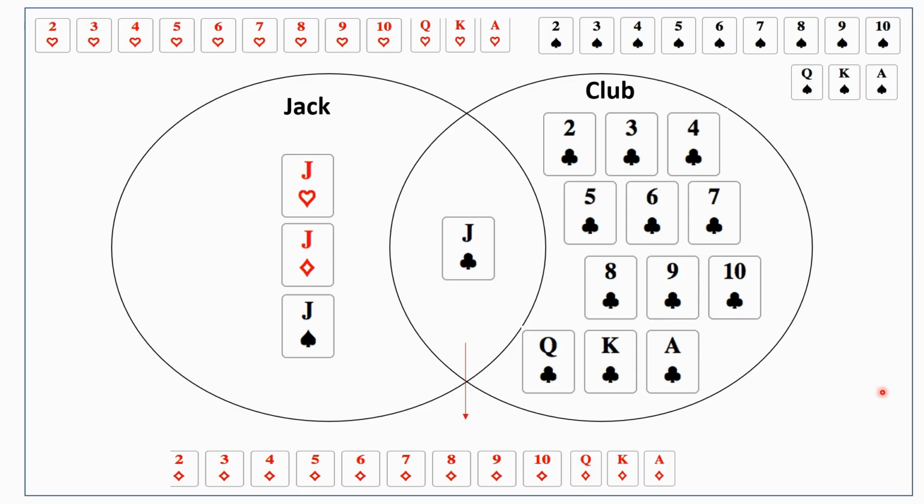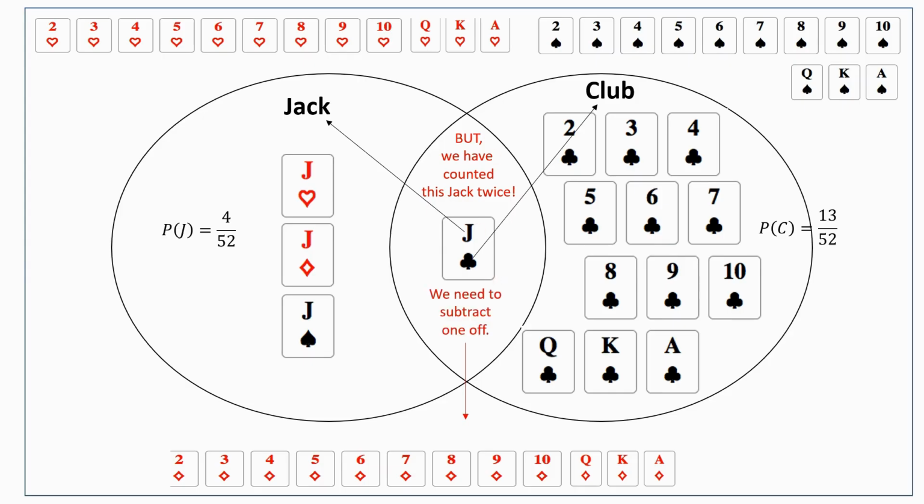Here you can see I've sorted my cards into their corresponding sets, right? I have all of my jacks here, all of my clubs here, and anything that is both a jack and a club at the same time goes in my intersection. So the probability of drawing a jack is 4 out of 52 because I have 1, 2, 3, 4 cards that are jacks. The probability of drawing a club is 13 out of 52 since there are 13 cards that are clubs. And notice there are 13 cards in this set right here. The probability of drawing the jack of clubs in my intersection is 1 out of 52 since it's counted in both categories.